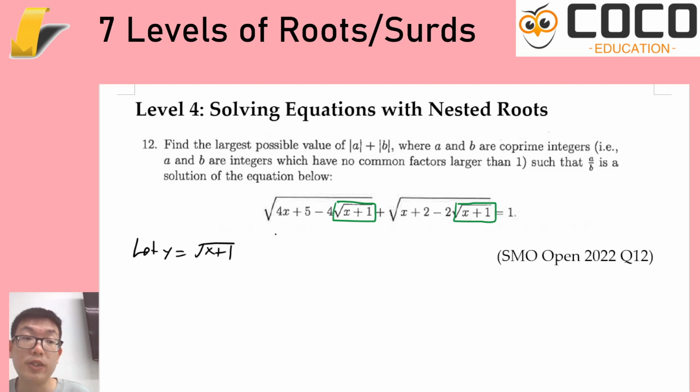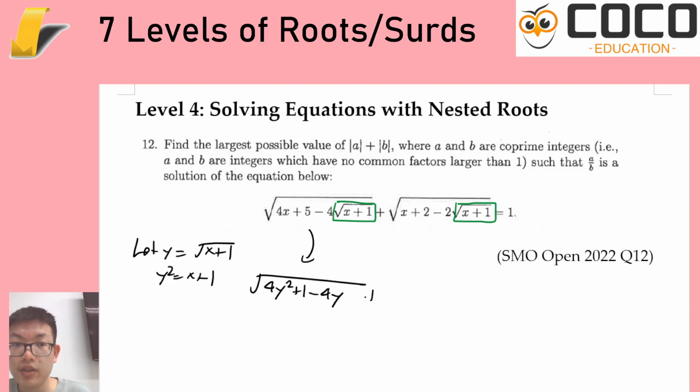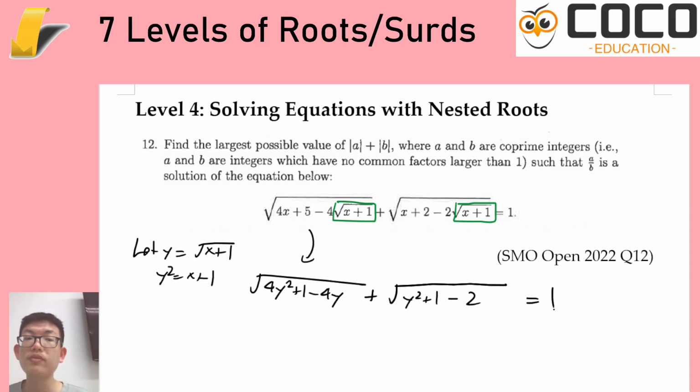Y equals to square root x plus 1 means that y squared is x plus 1. So 4x plus 5 is 4y squared plus 1. And x plus 2 is y squared plus 1. So of course these are both squares.